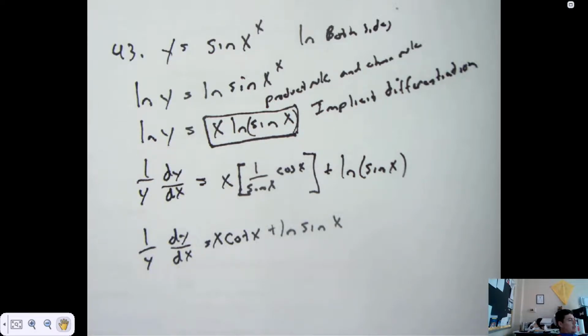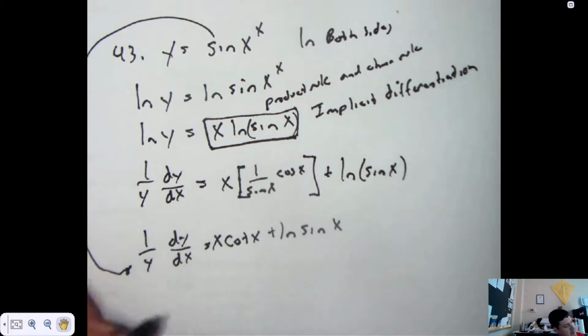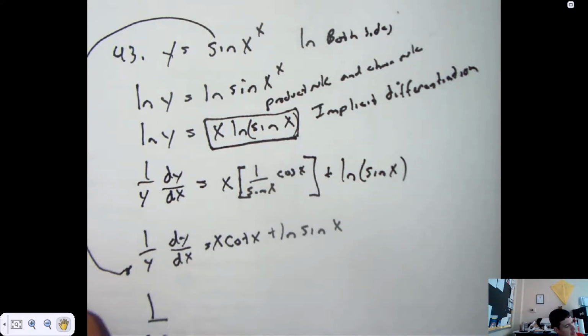What is y? Look at the question. Literally look at number 40. Y is sine of x to the x, isn't it? So let's drop it back in here. 1 over sine of x to the x.